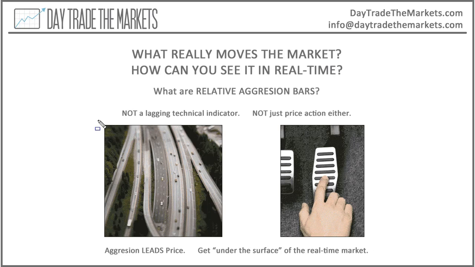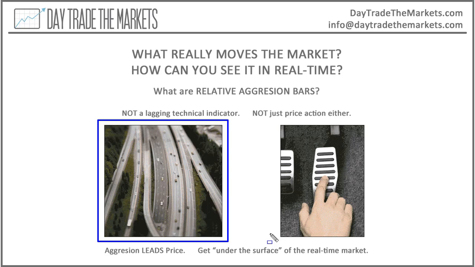If you think about this image here on the left, think about that like it's a price chart. In this case, it's a highway. We can look down and see cars going north or south, slowing down, speeding up, turning right, turning left, whatever the case may be. We can see cars moving. But what would be nice, ideally, is if we could see what's causing those cars to do what they're doing, okay? What's causing price to move.